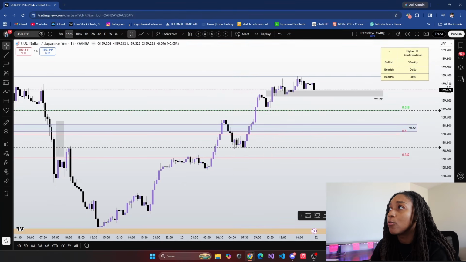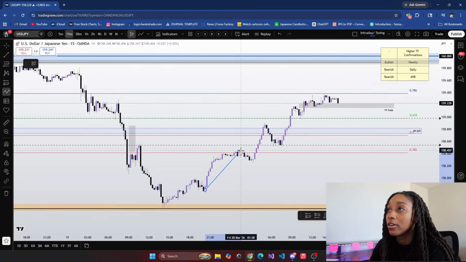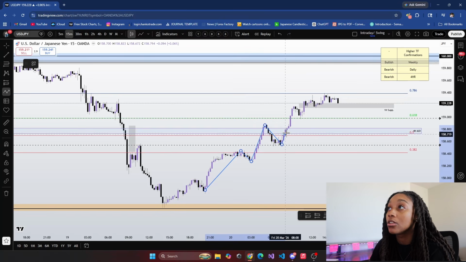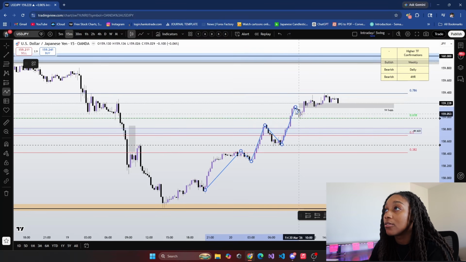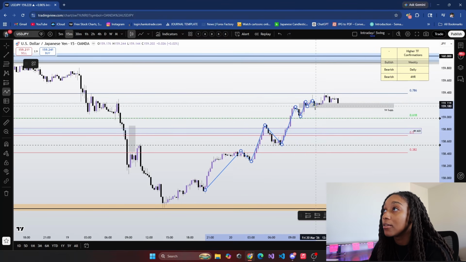Notice how before we were rallying very strong. We had really strong pushes to the upside: strong push, minimum pullback, strong push, minimum pullback. But as we get closer and closer to these resistance levels, notice how price is getting smaller, right? The bulls are starting to lose steam, and we're starting to struggle to make new highs right here.